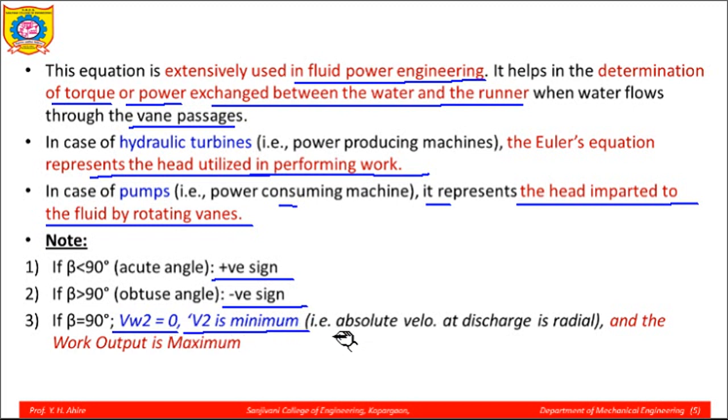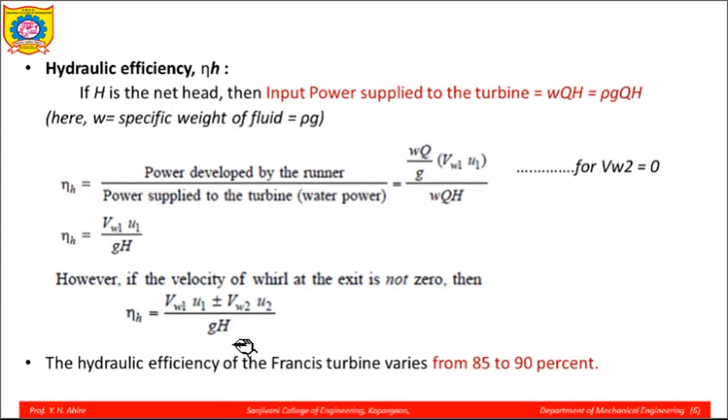Why minimum? Absolute velocity at outlet V2 is minimum because at the discharge side, at the outlet side, it will be radial, along the radius. So V2 is radial and the work output is maximum for a Francis turbine, right? This is very important. If beta is equal to 90 degree, absolute velocity is minimum. It means it is along the radius, Vw2 component is 0 and the work output for a Francis turbine will be maximum. This is used in numericals.